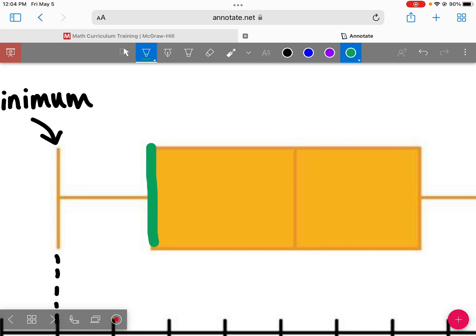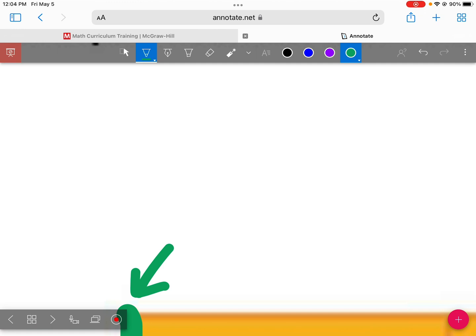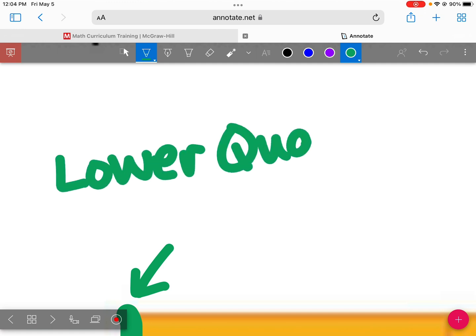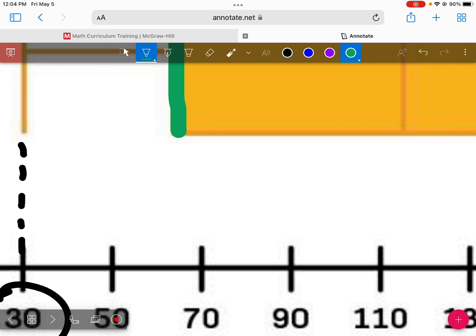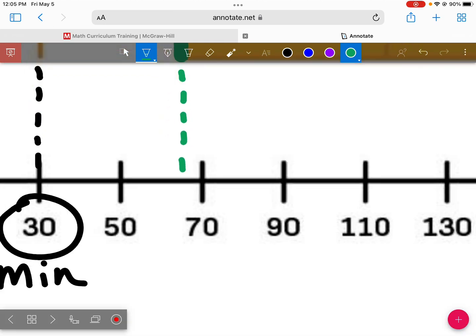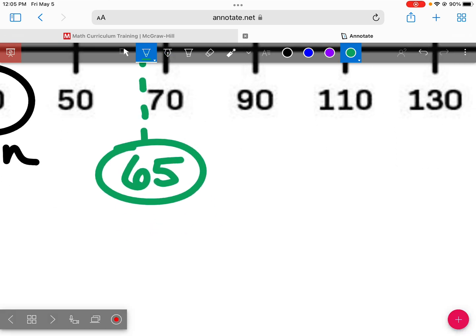The left edge of the box, right here, that is the lower quartile. That is Q1. So again, I can follow that down to the axis down here. More than halfway. I'm going to guess that that's right about 65.